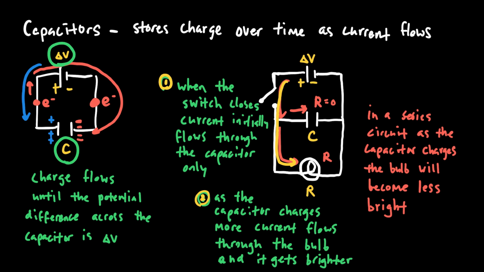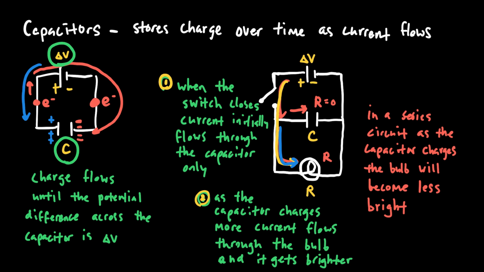The moment that the capacitor reaches the full potential difference of the battery, no current will flow in the branch with the capacitor, and all of the current will flow through the light bulb. And so it will become brighter as that capacitor gets charged. Now, this does not happen in the snap of a finger. Over time, more and more charge gets directed away from the capacitor and toward the light bulb, and so that way it gradually gets brighter.